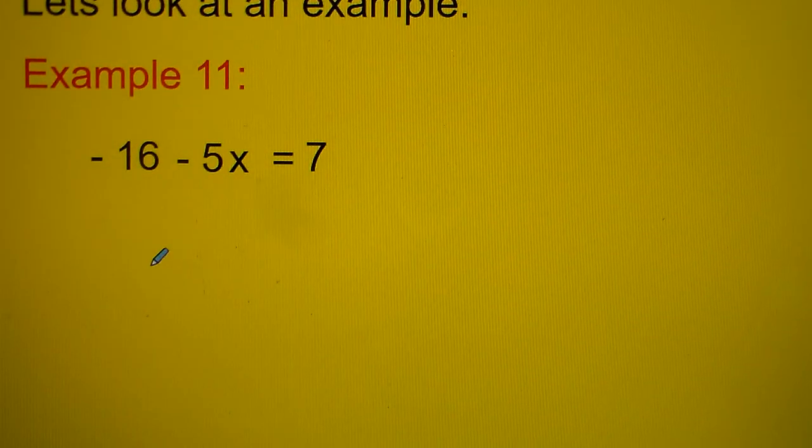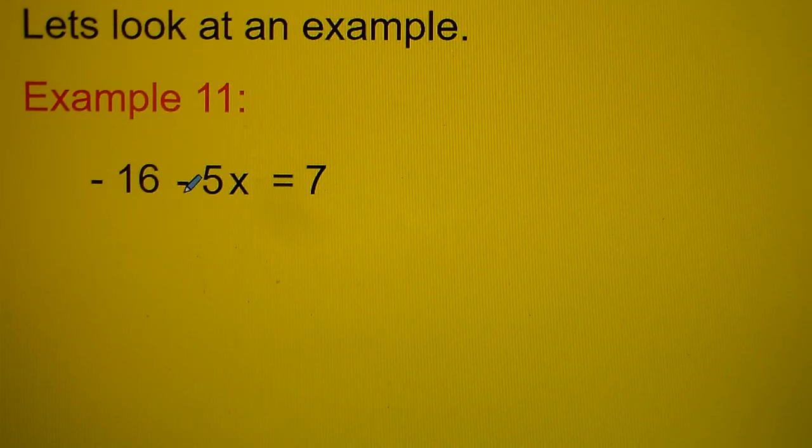Number 11, this one's also a little bit different. This is minus 5x, it's just a different order. It's the same thing that we've been doing, except now it's a different order. The minus 5x is one term, the negative 16 is another term. What we need to do is take care of this 16 first. Add 16 to both sides.